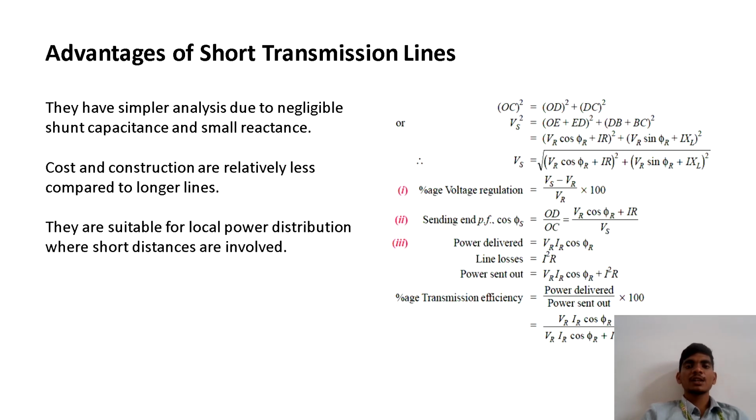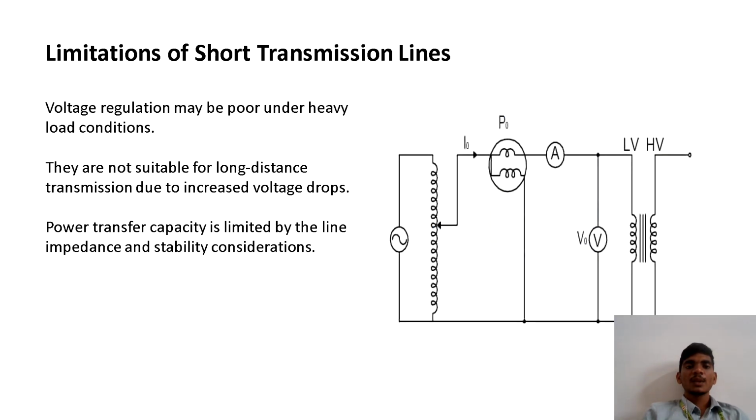Advantages of short transmission lines. They have simpler analysis due to negligible shunt capacitance and small reactance. Cost and construction are relatively less compared to longer lines. They are suitable for local power distribution where short distances are involved.